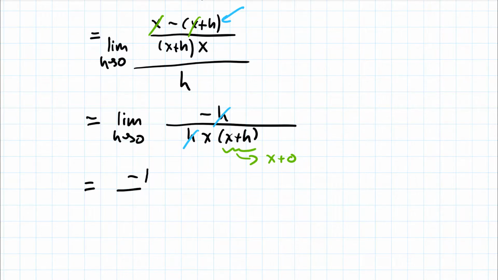The numerator is just minus 1, and the denominator will be an x times an x plus 0, or just an x. So altogether, you get minus 1 over x squared.